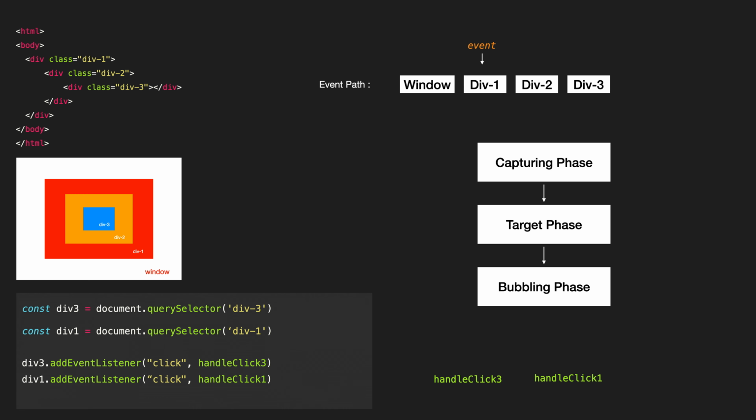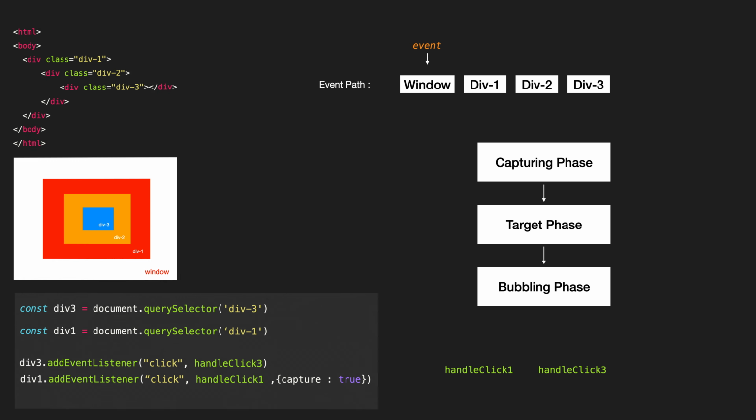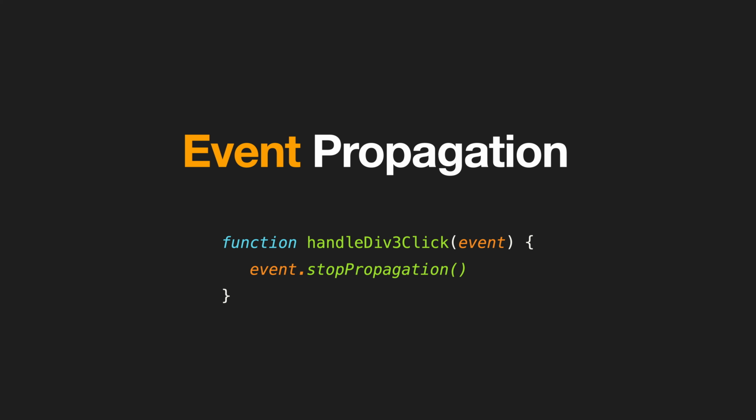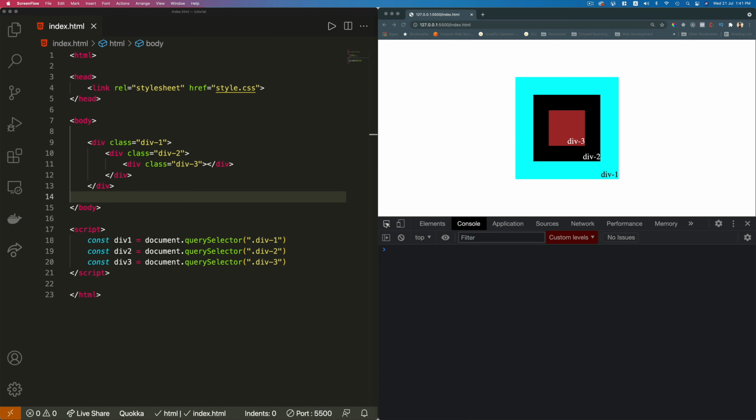Okay. Now when you assign the event listener, if you pass this option, then handle click 1 will run in the capturing phase, and then in the target phase, handle click 3 will run. By the way, this movement of the event object from one element to another element is called event propagation. And at any point of time inside a handler, if you call this stop event propagation method on this event object, then immediately this propagation will be stopped. So let's see all these concepts in action.